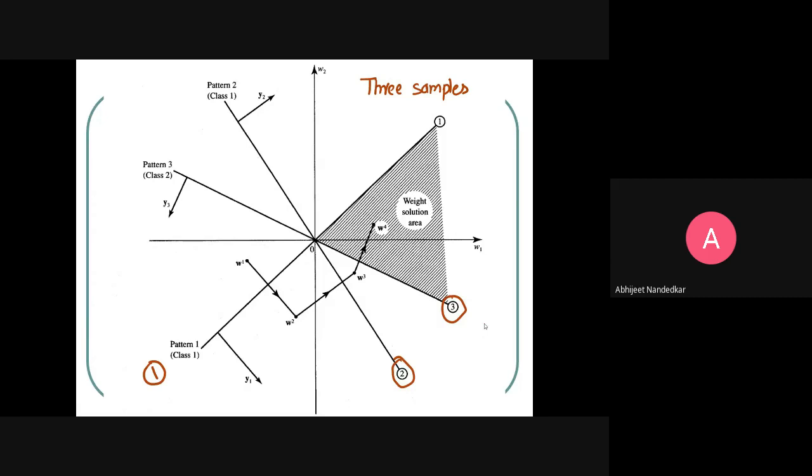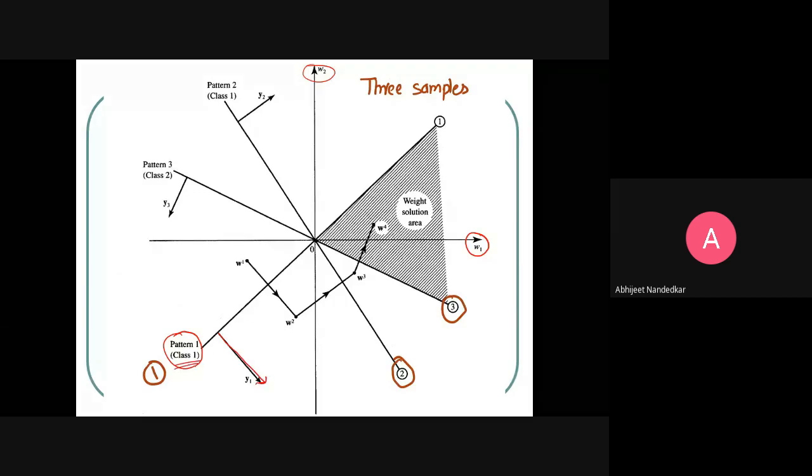It's a simple problem and we have 3 patterns which are presented to us. Now this is weight space, W1, W2. Now see what is given to us. So this is pattern number 1. The direction is this. It belongs to class 1. That means for this particular pattern number 1, I want positive response.